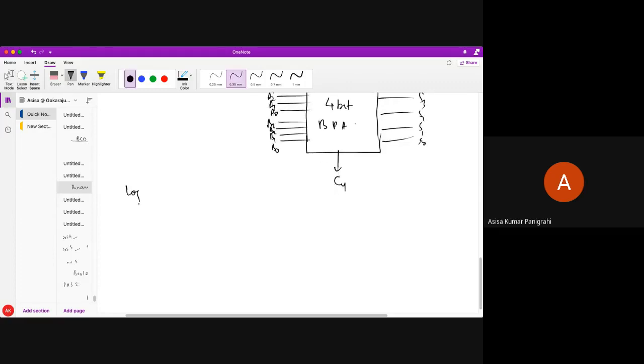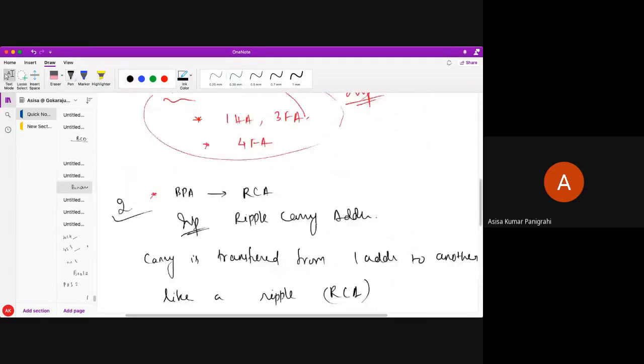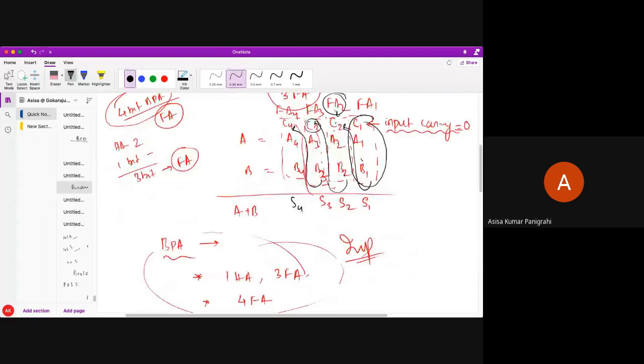Now how will the design be? As I told you, the logic circuit requires a full adder. This full adder FA0 adds the input carry. Let's say it takes the A0 bit, B0 bit and carry input C0, that is fixed, and it generates the sum S0 and propagates the carry as a ripple to the next full adder. So this is my full adder 1 now. What does it take? It takes the next bits, A1 and B1.